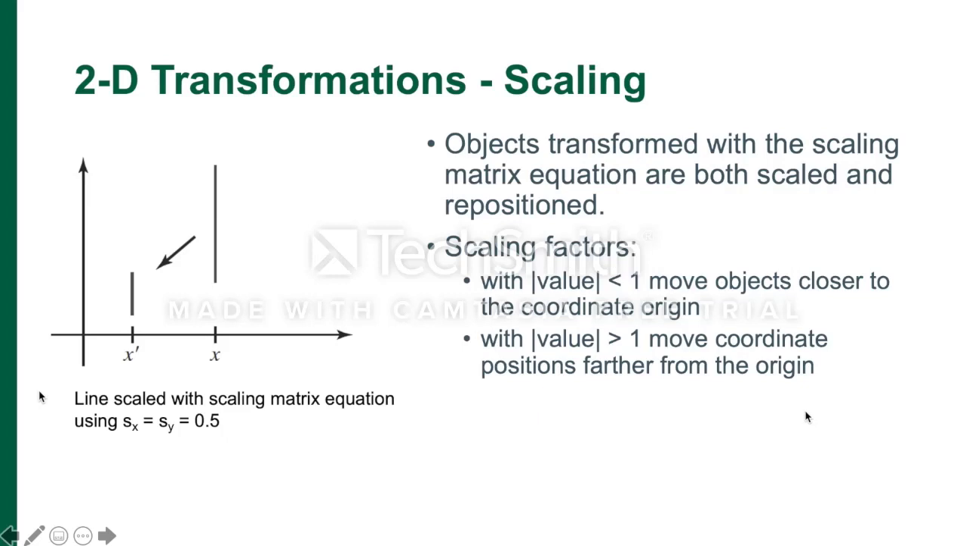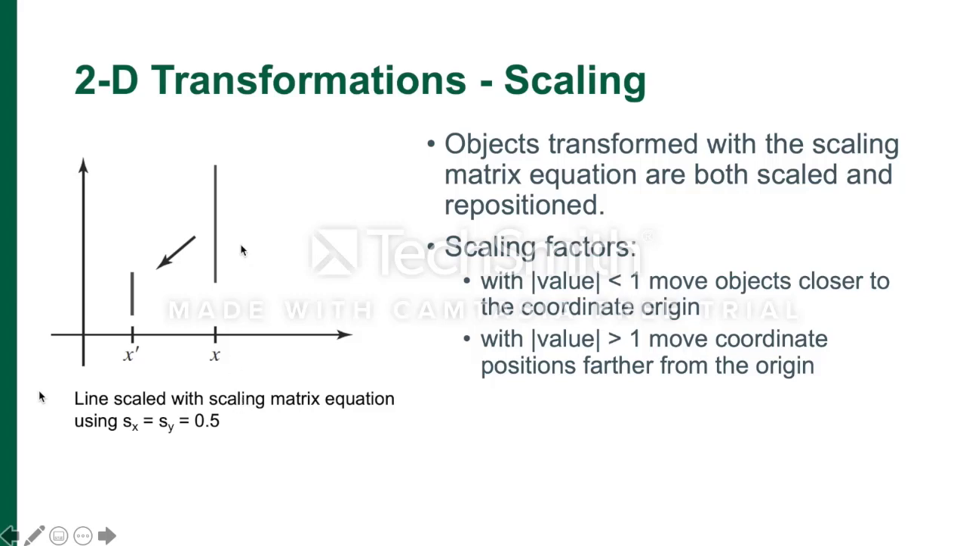When objects are transformed with the scaling matrix equation, they are both scaled and repositioned. Scaling factors with values less than 1 will move the object closer to the origin coordinate, and scaling factors with values greater than 1 will move the coordinate position farther from the origin.